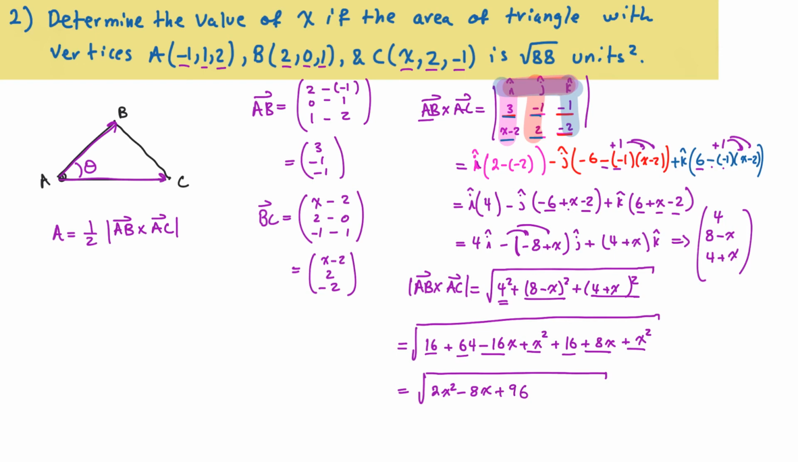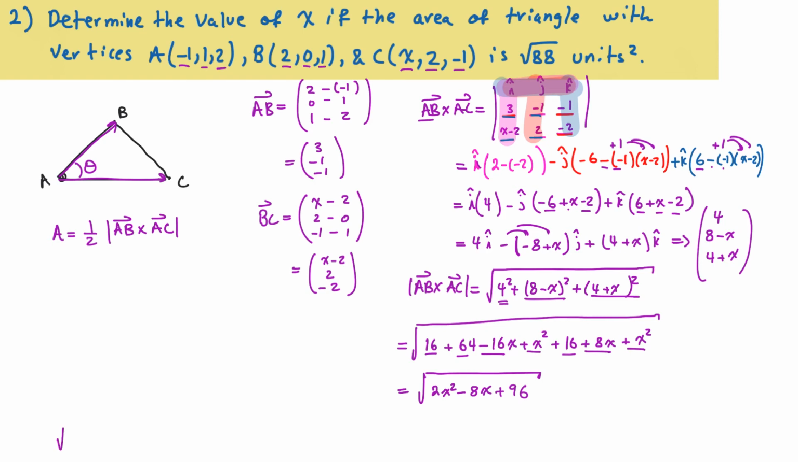I don't need this to be this long, so I will reduce the size. And that's what we get as our magnitude. Now, we have our magnitude of the cross product of AB and AC, so that's here. We know that the area is root 88, that's given here. I'm just going to write that down here.